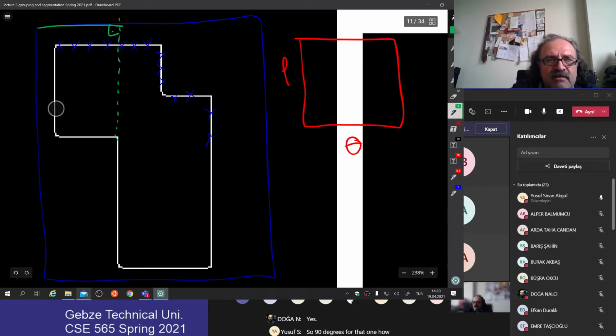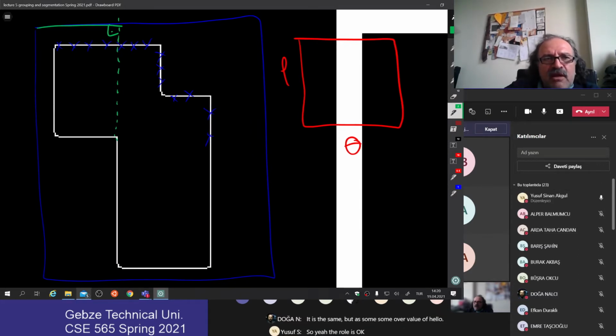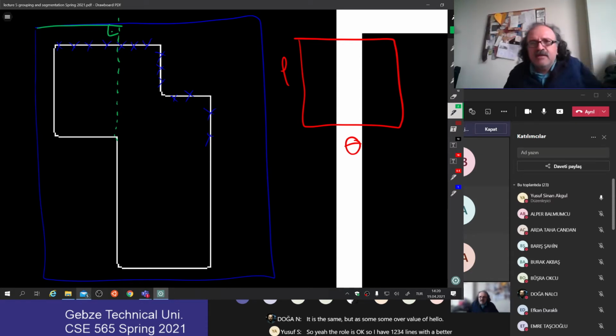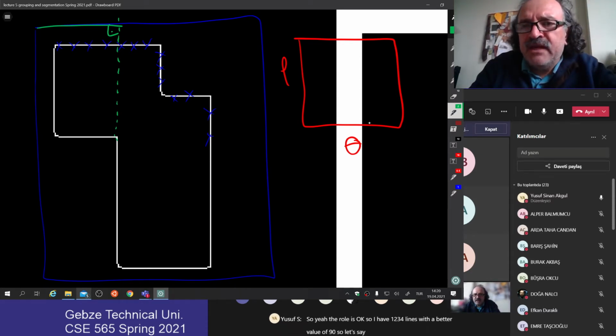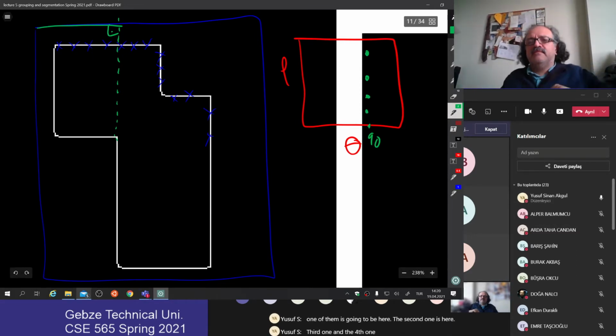How about this one? It is the same, but a smaller value of rho. So I have 4 lines with a theta value of 90. Let's say theta value of 90 is here. But their rho values are different. So I would expect that one of them is going to be here, the second one is here, the third one and the fourth one, right? 4 of them.